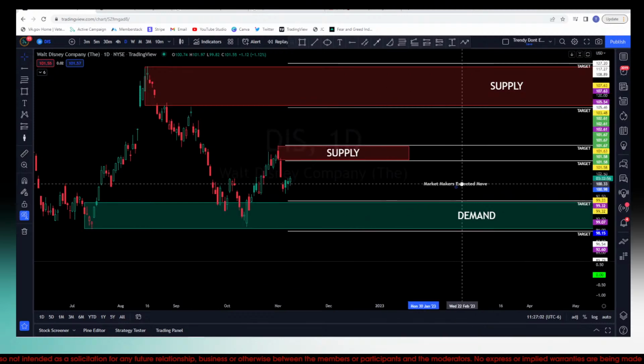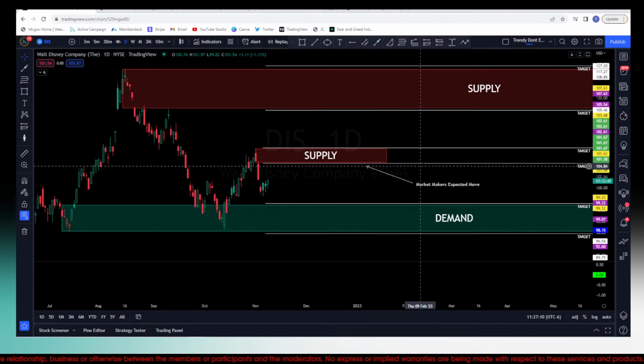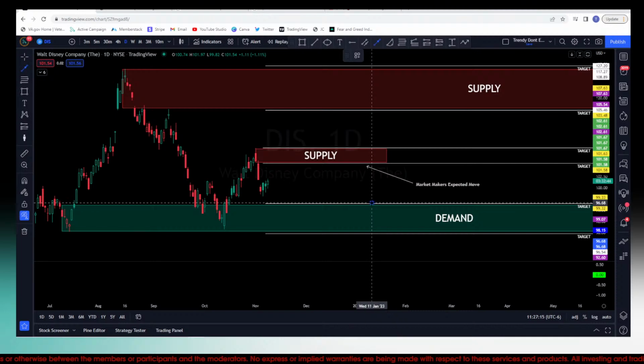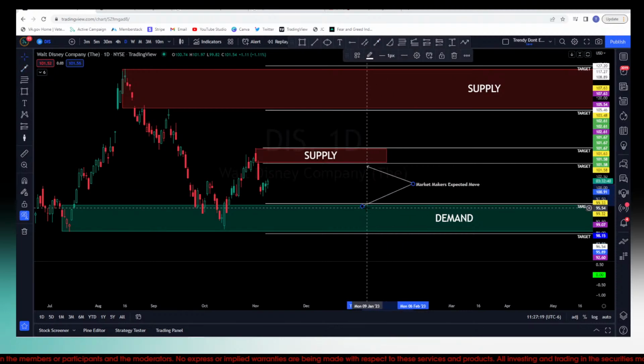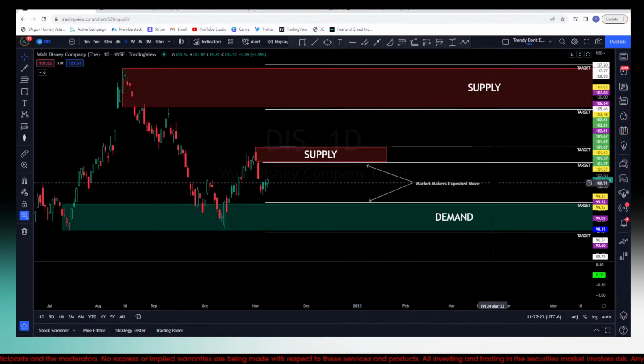And we can draw some arrows here. And let's do like this. Okay. Oops. All right, just like that. So this is your market makers.